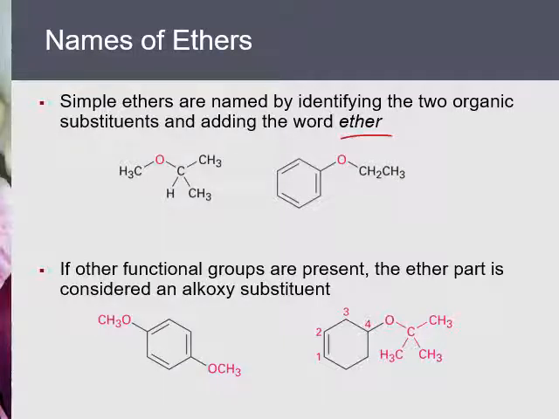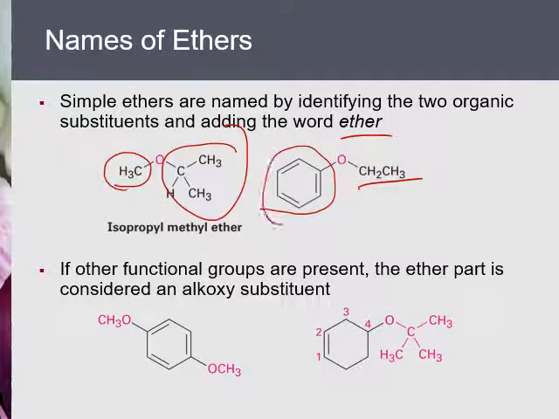For example, the first one has an isopropyl and a methyl. The name is isopropyl methyl ether. The second one has an ethyl and a phenyl, and so it's called ethyl phenyl ether. Okay? If the molecule has complex functional groups, then the ether part is considered as an alkoxy substituent.